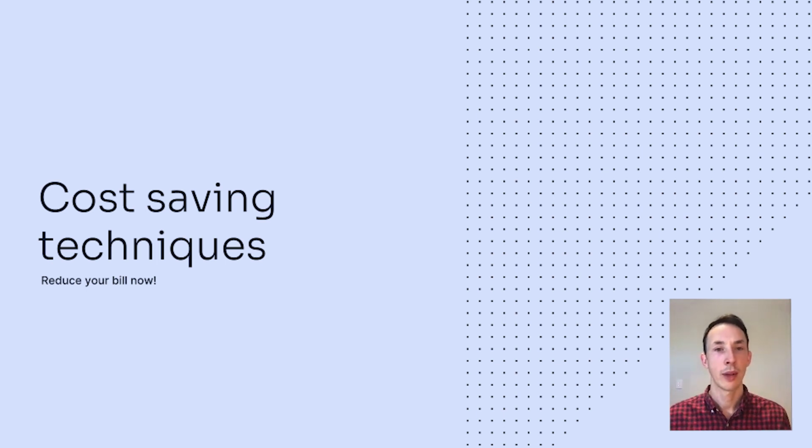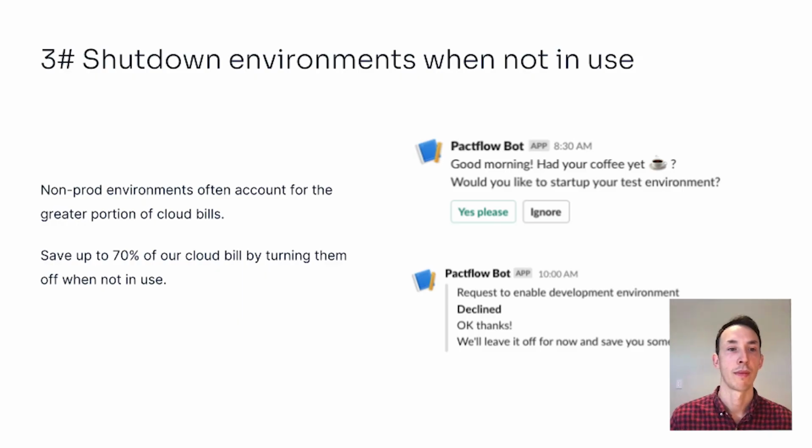Okay, so now that we have a handle on these basic hygiene practices, let's go a little bit deeper and talk about some of the cost-saving techniques. The lowest hanging fruit here is simply shutting down environments when they're not needed. Most organizations run multiple non-production accounts, and in many cases this accounts for the greater portion of your cloud bill. Generally speaking, these environments aren't required on weekends or night times, so if you just shut them down, it just means you stop paying for them. And obviously that's going to mean you're going to save some money.